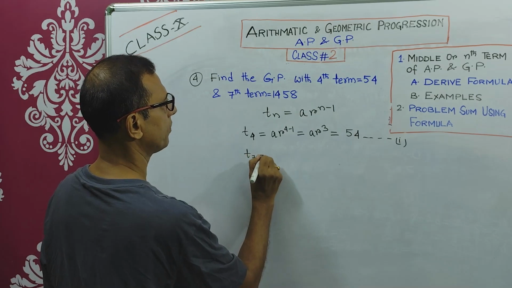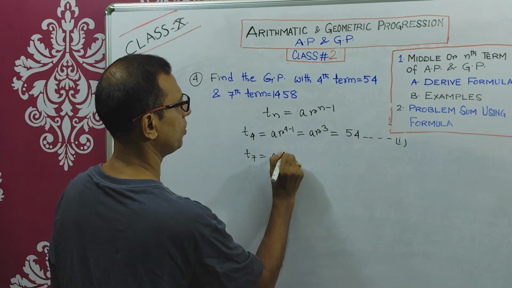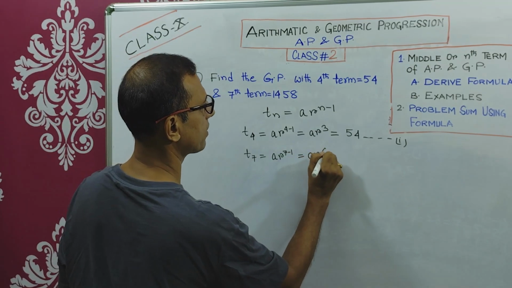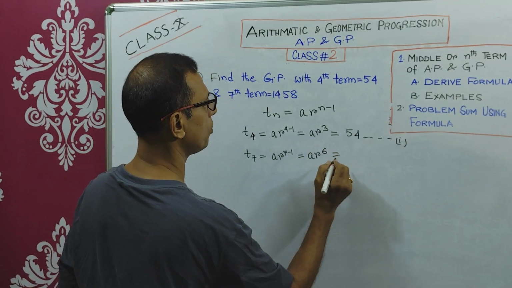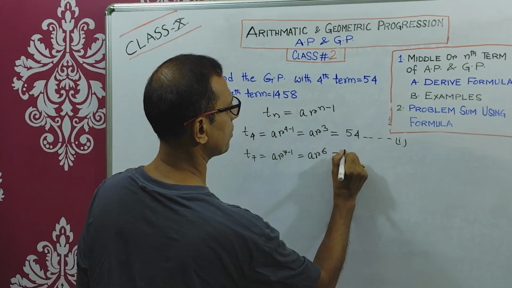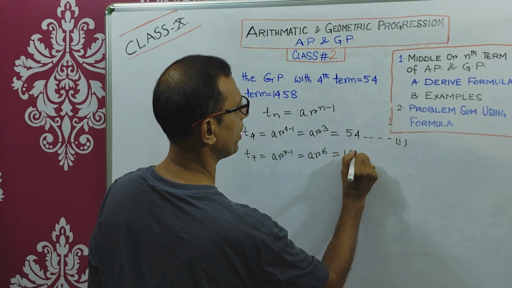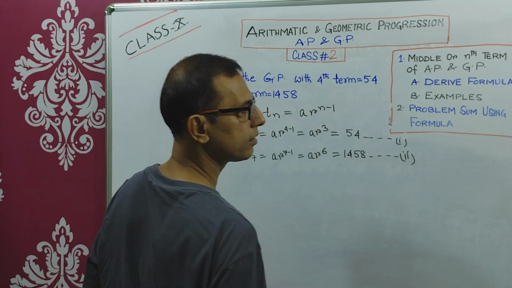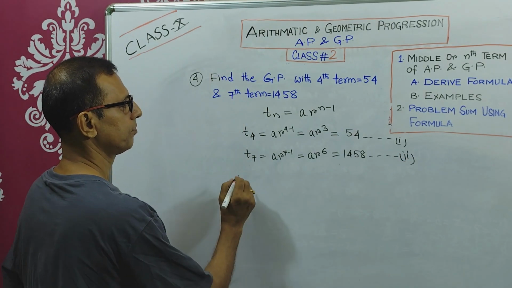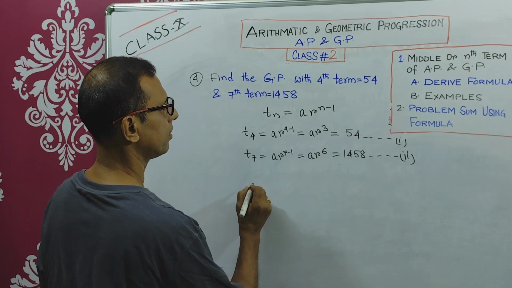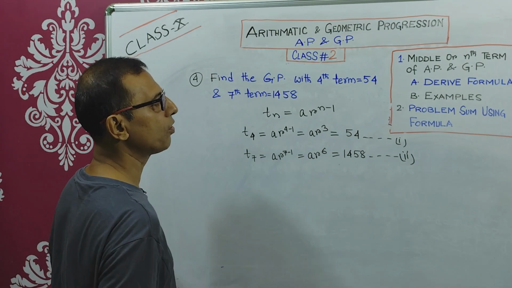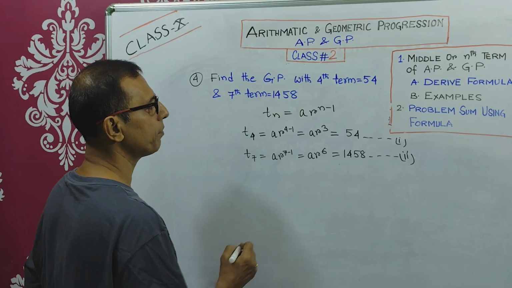T7, the 7th term, that is A r to the power 7 minus 1, that is A r to the power 6, equals 1458. The 7th term is 1458. This is the second condition, right? Now you need to find out from these two equations the value of A and r. Not a problem at all.